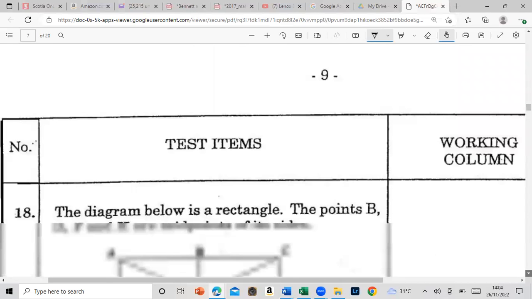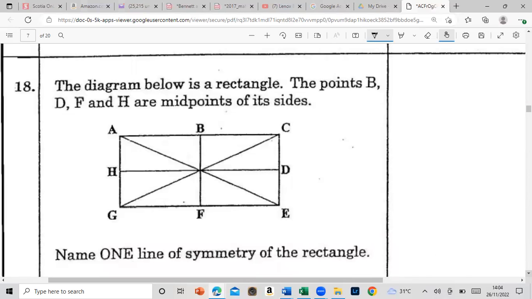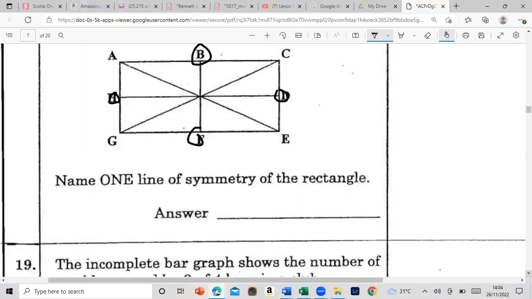And this was in 2010. It says the diagram below is a rectangle. Points B, F, H, and D also are midpoints of the sides. Okay, all right, cool. Name one line of symmetry of the rectangle. Okay, remember about this because I want it to be shown.